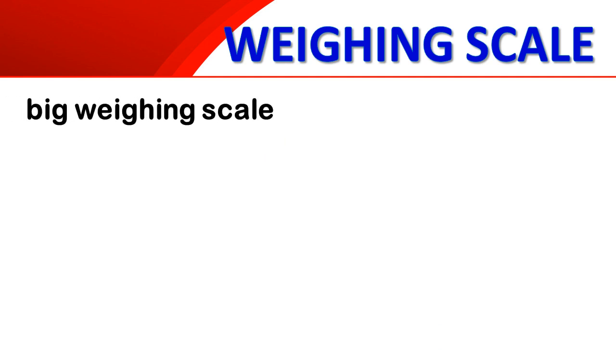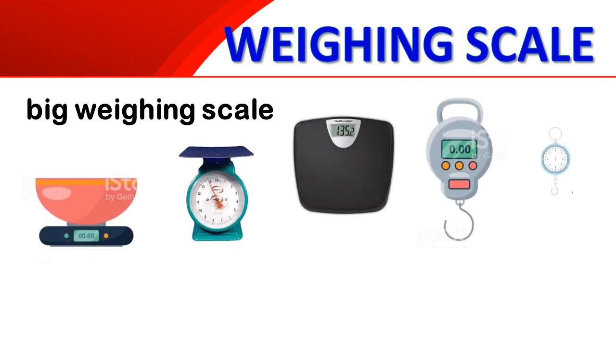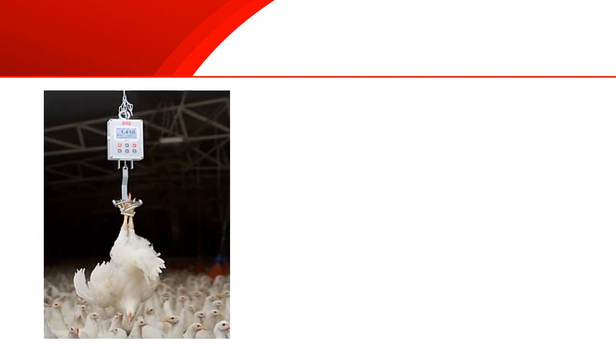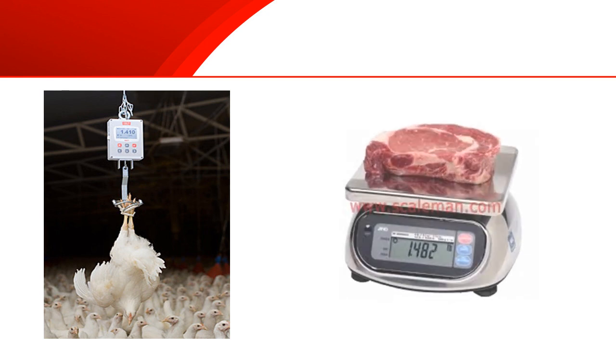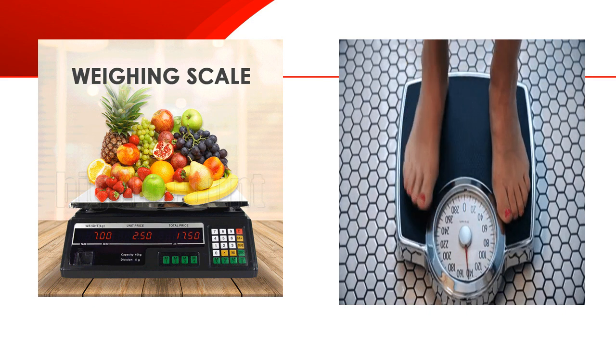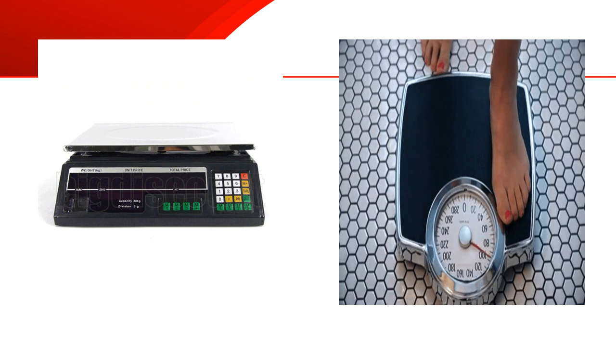We use a big weighing scale for heavy objects. Take a look at this example. This kind of weighing scale is used when we want to find the weight of heavy objects. For example, the weight of this chicken in the poultry, the live chicken, or other animals. Or finding the weight of this meat in the market. Or the weight of fruits, even our weight as well.